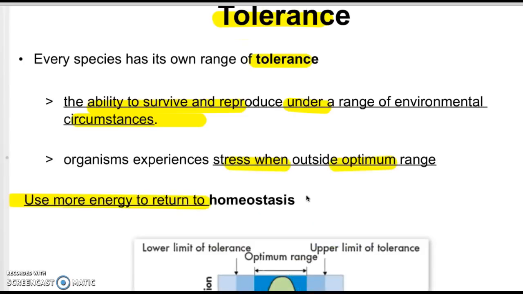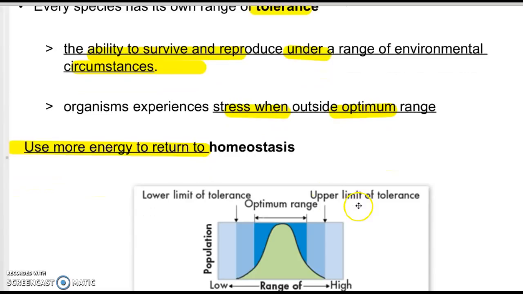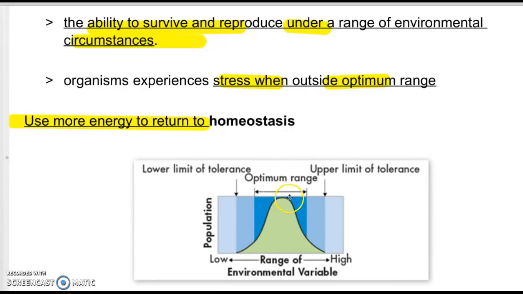So when we talk about tolerance, we're talking about the ability to survive and reproduce under a certain range of circumstances and conditions. And so if the organism begins to experience stress, it is going outside of that optimum range. If you see here, we use this bell curve to show an optimal range at the top point. That's the optimal range of what the organism can tolerate in its habitat. And then if it goes out, it'll decrease population. And if it goes on the other side, it'll also decrease population.